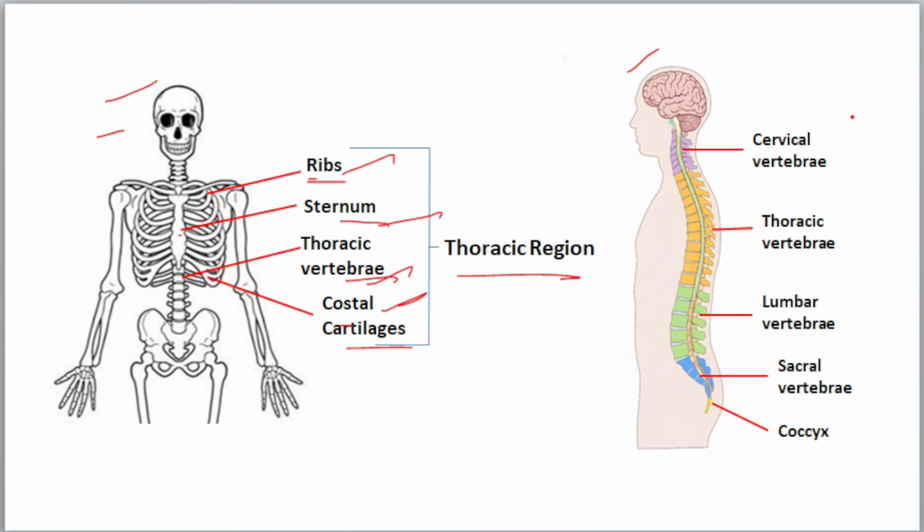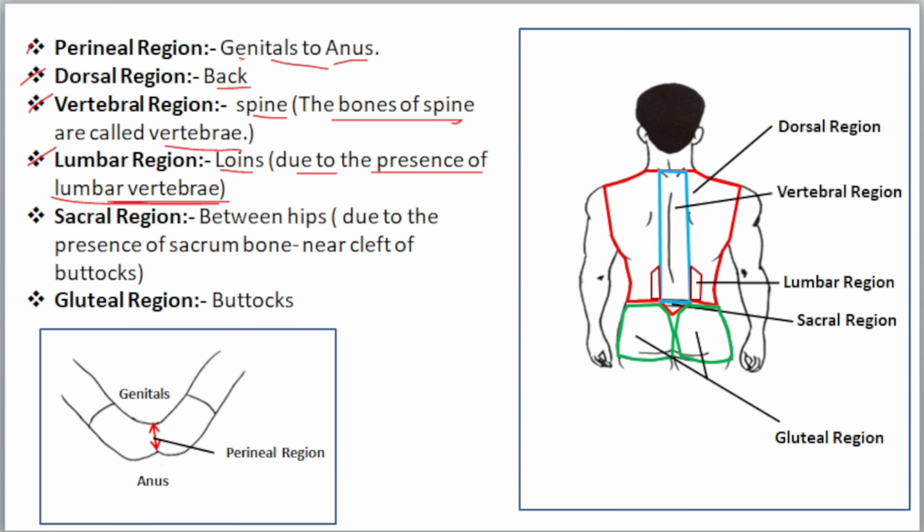You see in this picture that there is the first cervical vertebra. So this portion is called the cervical region. Then the thoracic vertebra, this portion is called the thoracic region. And then this is the lumbar vertebra. So this portion is called the lumbar region. Then sacral region, between the hips, is called the sacral region due to the presence of the sacrum bone or the sacrum vertebra that is present near the cleft of the buttock. Then gluteal region, the buttock portion of the body, is called the gluteal region.